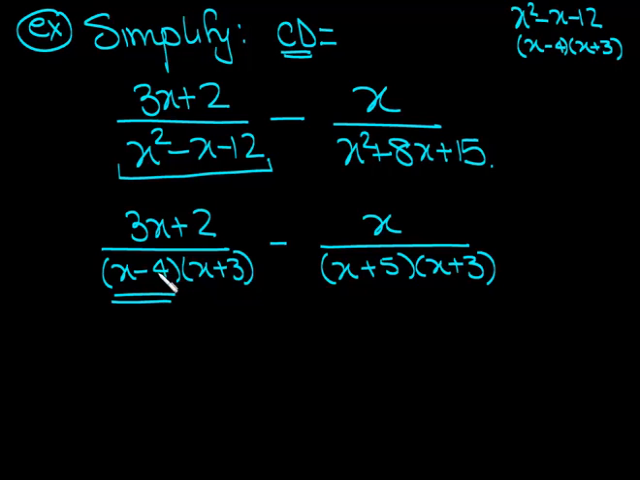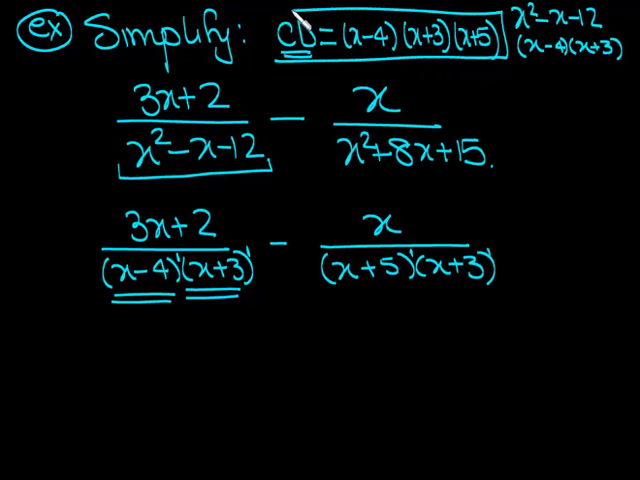The highest power of x minus 4 is 1. There's no other x minus 4 here, so it's just x minus 4. The highest power of x plus 3 is what? 1. So the highest power is just 1. And the highest power of x plus 5 is also just 1. So there's my common denominator.